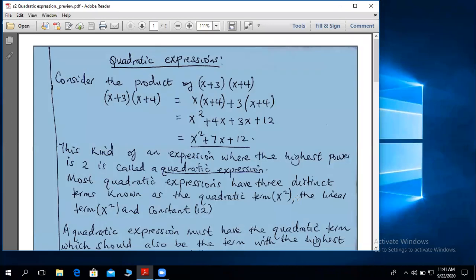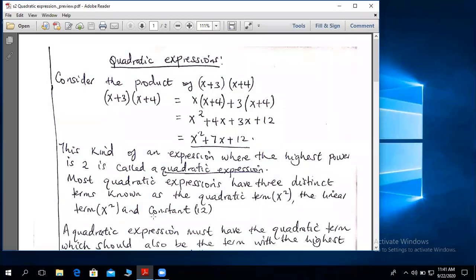Then there is also the linear term. The linear term, this is a mistake, I will correct it. The linear term is supposed to be 7x. We shall correct that. So the linear term is 7x and the constant is 12. Now the constant is the one that does not contain any unknown. It is called a constant.